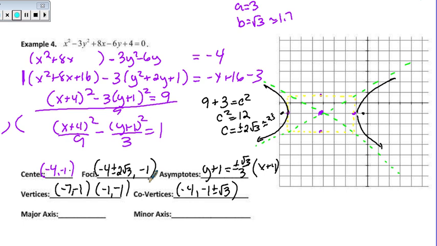Last thing we just need to fill out here is our major axis is running through the foci and the center and the vertices. That's going to be y is equal to negative 1. And our major axis running up and down this way, x is equal to negative 4. And with that, we conclude the first lesson on hyperbolas.